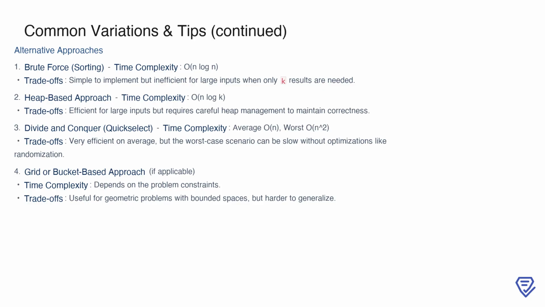However, managing the heap requires careful implementation to ensure correctness. Another option is the divide and conquer method, such as quick select, which has an average time complexity of n, but can degrade to n squared in the worst case without optimizations like randomization. Finally, a grid or bucket-based approach can be useful for problems with geometric constraints, especially when the space is bounded. However, this method is less generalizable and may not apply to all variations of the problem. Each approach has its strengths, so the best choice will depend on the problem's specific requirements and constraints.